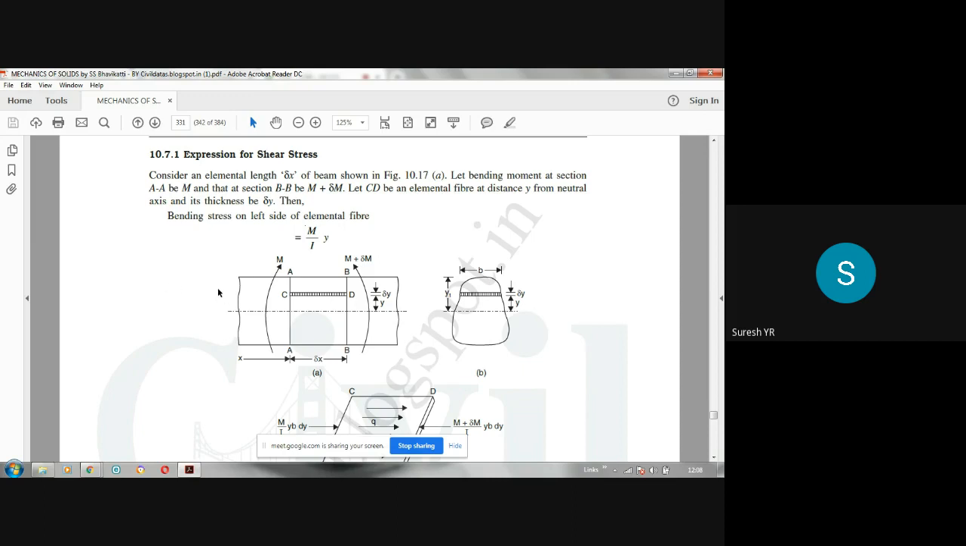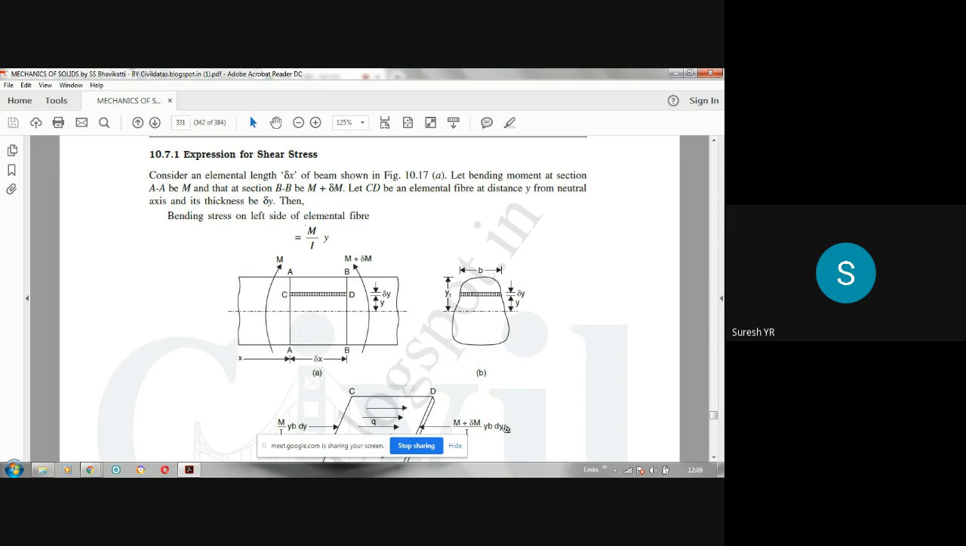See here, this is a portion of a beam. I am taking an elemental length AB. AB is an elemental length of the beam, and this is the cross section. He has taken an irregular cross section. The cross section of the beam can be anything: rectangle, circular, triangle, square, I section, T section, whichever it may be. That's why he has taken an arbitrary cross section of the beam.